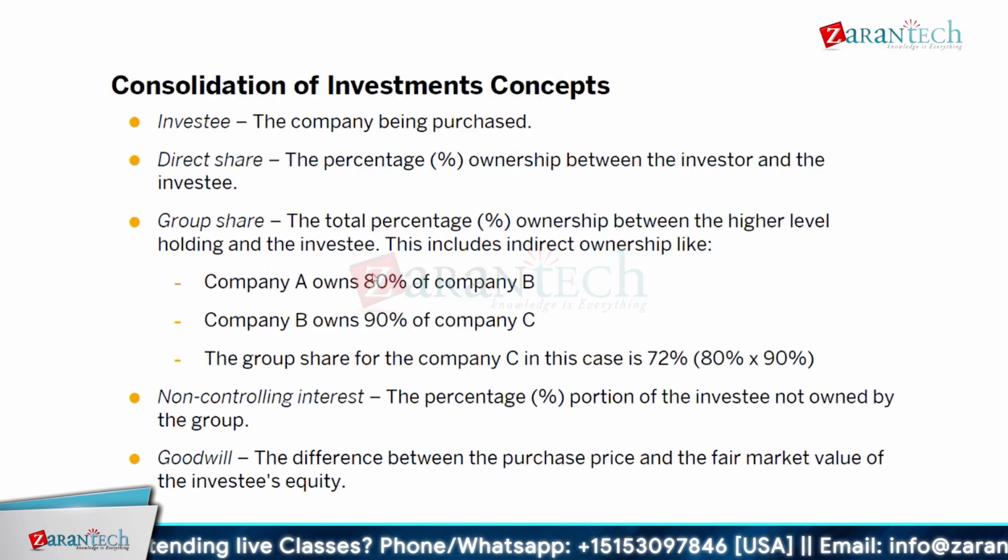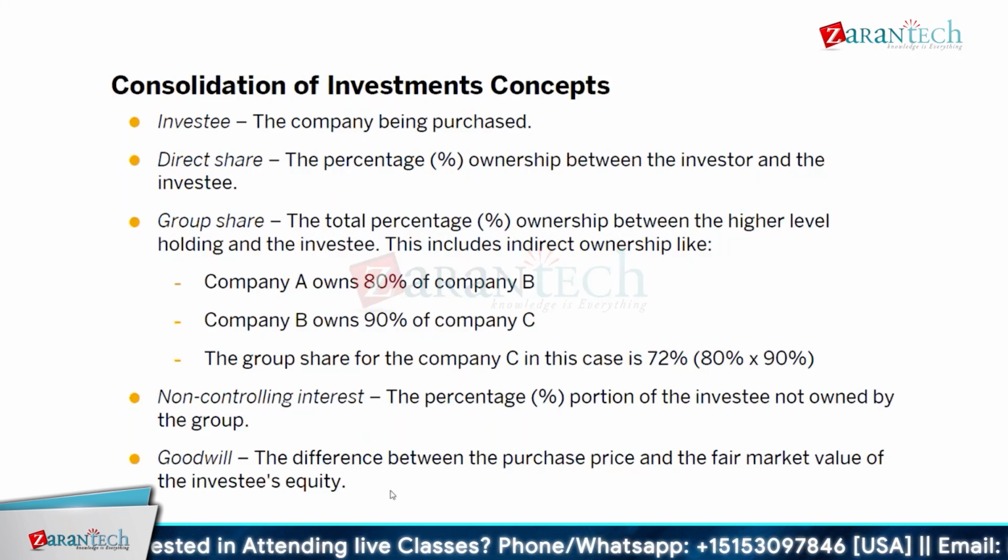No doubt? Right. Non-controlling interest, the percentage portion of the investee that is not owned by the group. NCI means, for example, here A company owns 80% of B. When B declares, 80% will be taken by A, and the remaining 20% in B goes as NCI. That means whoever owns that 20%, that is non-controlling interest. Got it? Whereas in the Canada part, you will get NCI. The reason is you are not holding more than 50% of the share, so you are getting NCI.